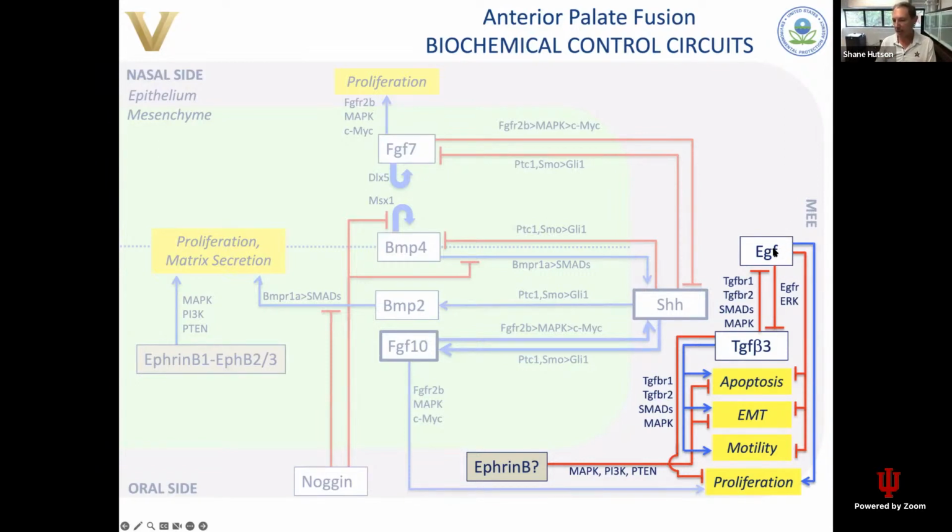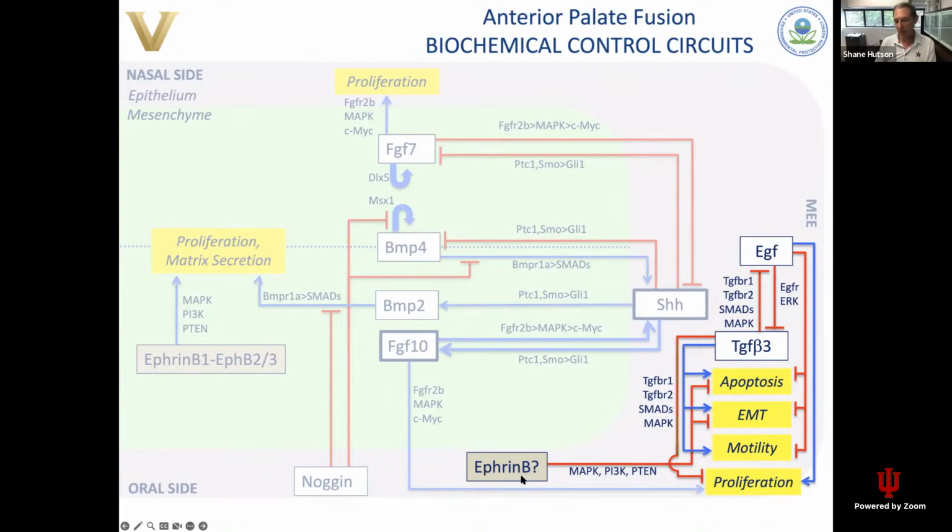So if EGF is the one that goes high, then it encourages proliferation of those cells and suppresses their apoptosis, their epithelial mesenchymal transition, their fate change, and it decreases their motility. On the other hand, if TGF beta is the one that goes high, it encourages those cells to die, to change into mesenchymal cells, and to move, and it suppresses their proliferation. So that switch is going to be really important for the behavior of the system.